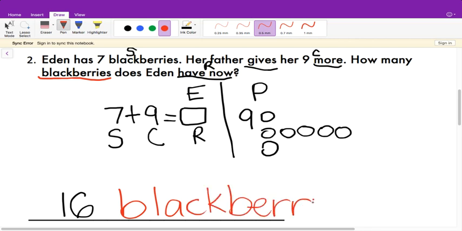Okay, so if you got 16 blackberries, you're doing great. And if not, it's always okay to make mistakes because mistakes are opportunities for learning.